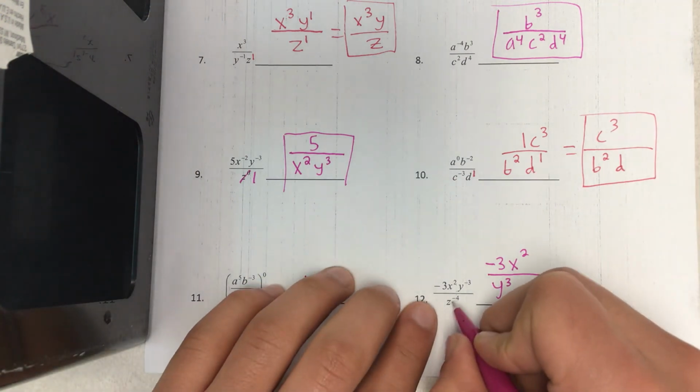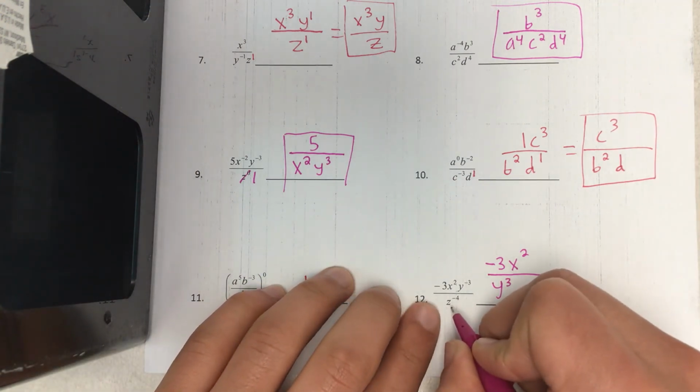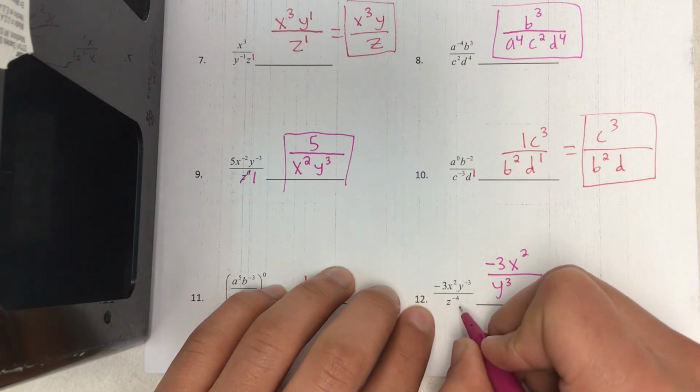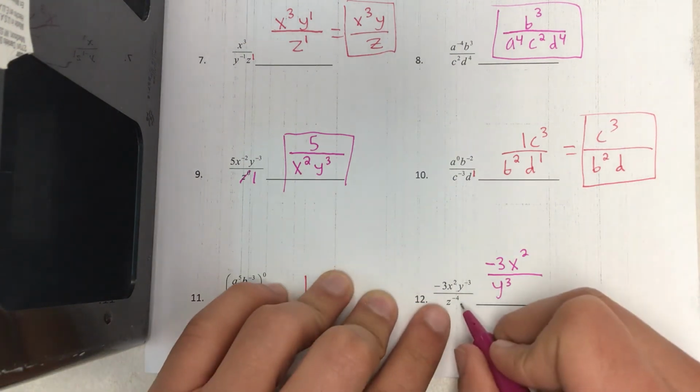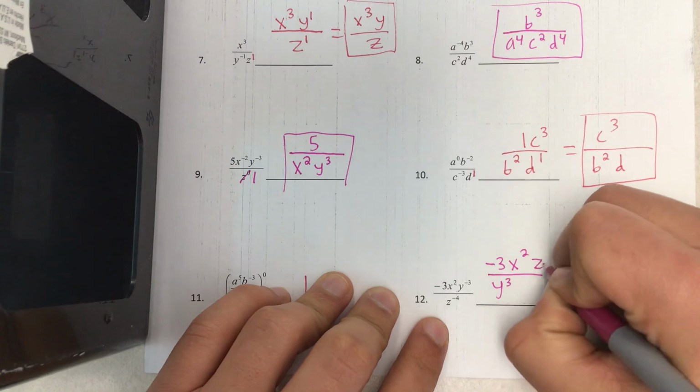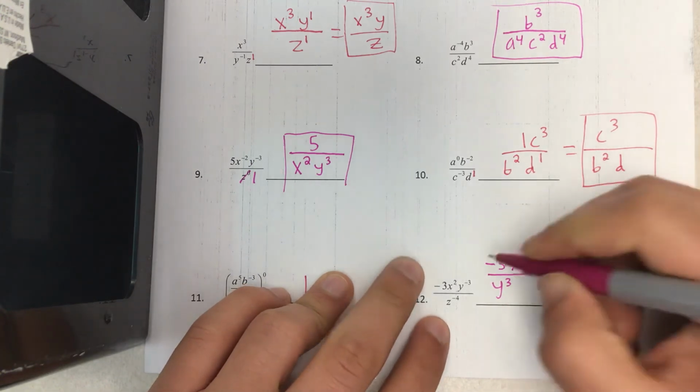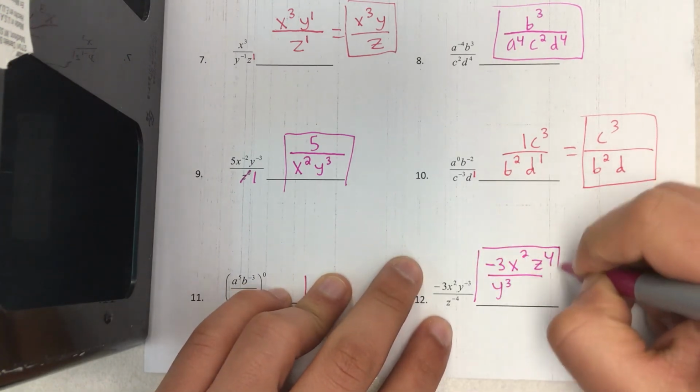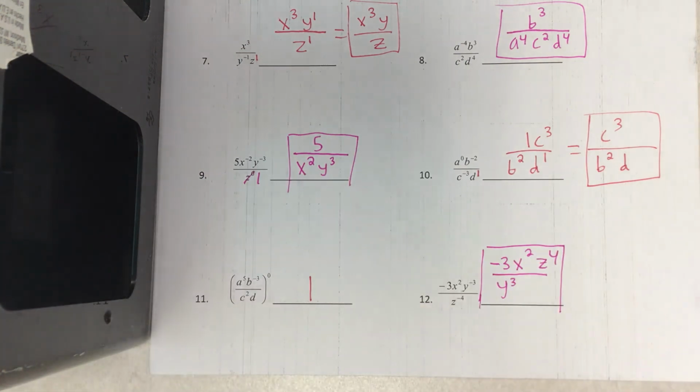And then on the denominator, at the bottom of the fraction, I have z to the negative 4th. So since it's negative, it's got to move. So it's going to go from the bottom to the top. So z to the 4th, and it turns into a positive, okay? So that is it. That is all these examples, okay?